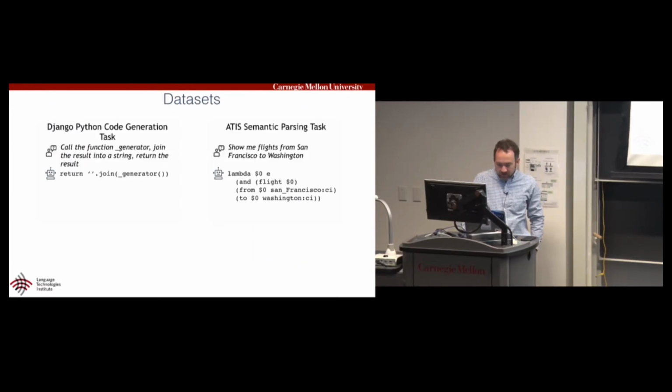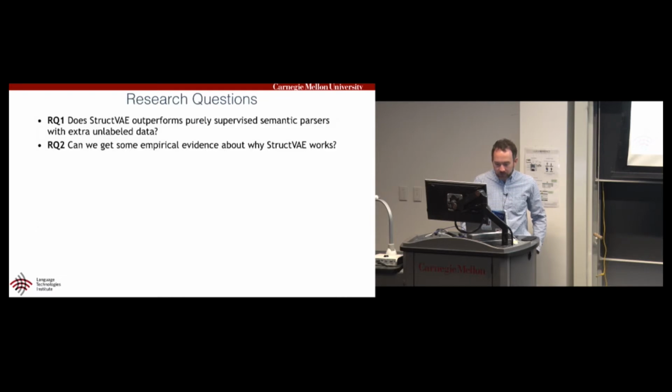So for the data sets, we used a Django Python code generation task and also a semantic parsing task. The first one is generating Python. The second one is generating basically database queries. And our research questions are basically, does struct VAE, the method that we propose, outperform purely supervised methods? And also, can we get some empirical evidence about why this works? And I think both of these are interesting, maybe, if you want to think about using something like this in your own work.